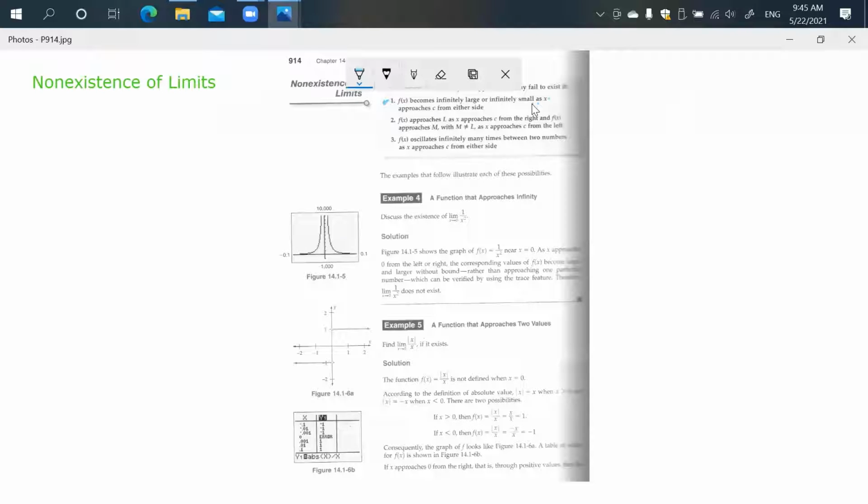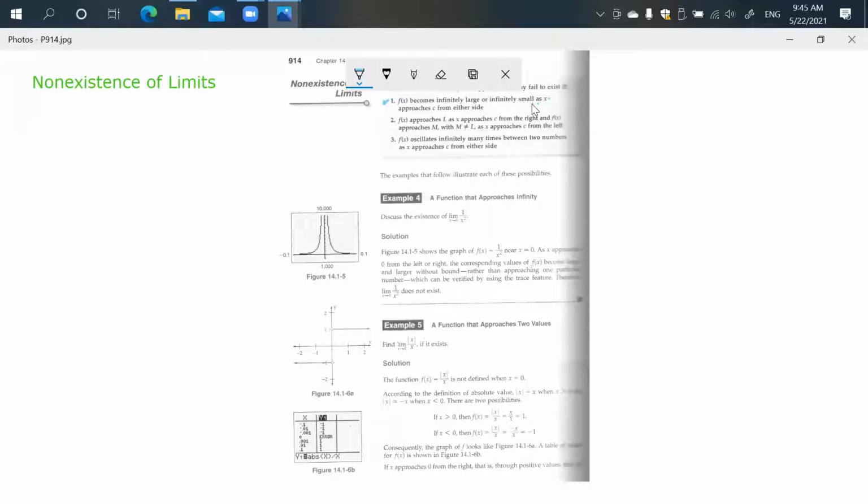So what this means, let's see the number two first. f of x approaches L, L is the value of y, right? As x approaches c from the right, and f of x approaches m. That means we have two functions now, from the left and from the right hand, with m not equal to L as x approaches c from the left. And the third one, f of x oscillates infinitely many times between two numbers as x approaches c from either side.